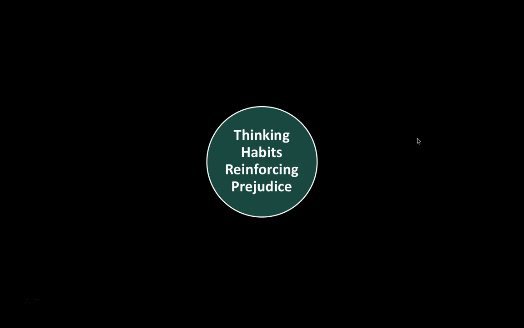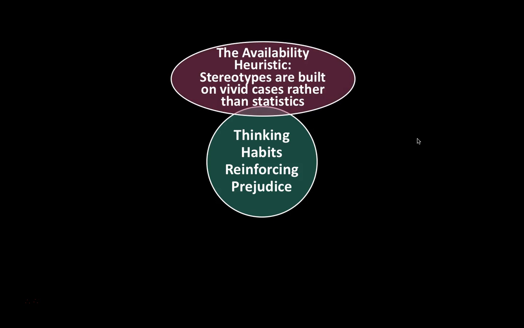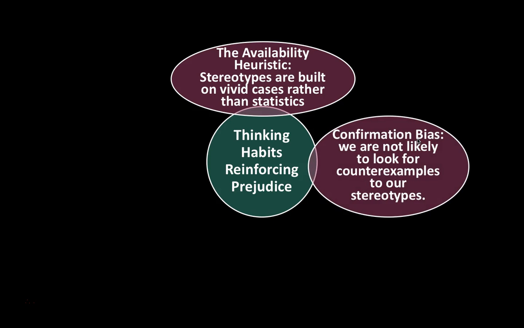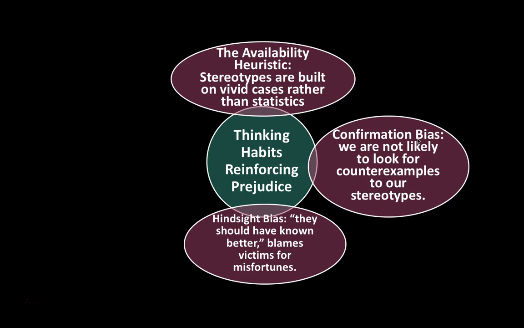Thinking habits reinforcing prejudice. That's what we've been talking about. The availability heuristic, vivid cases. This is review, confirmation biases by way of summary. Hindsight bias.